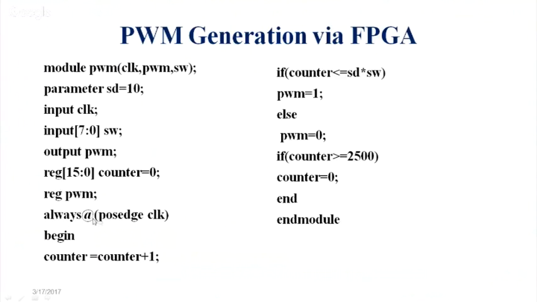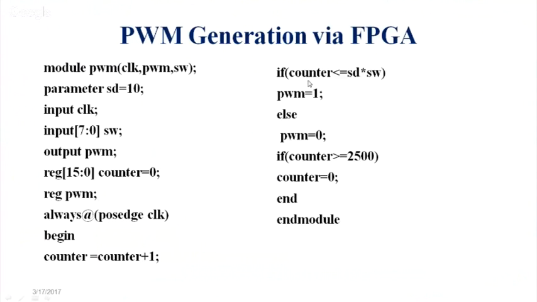Always at the positive edge of the clock. That means whenever the clock has a positive edge, this function will work. At every clock, this function will work. That means at every clock, the counter will increment, and everything will happen. Whatever you have written from begin to end, everything will happen in that clock. Okay. Counter is equal to counter plus 1. Whenever the clock comes, the counter will increment.